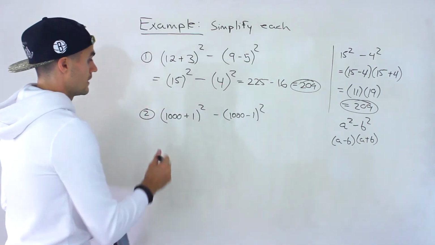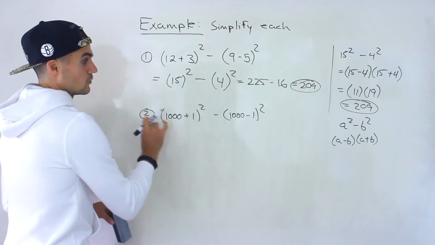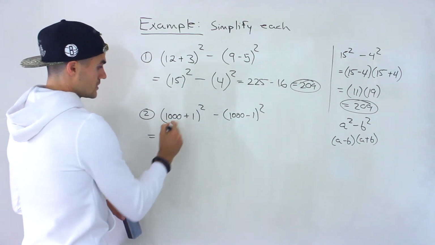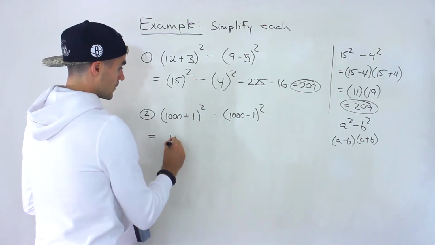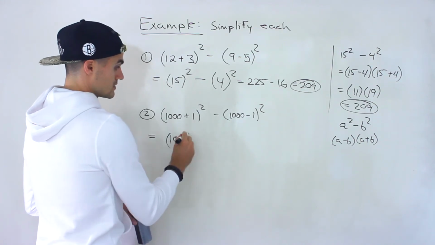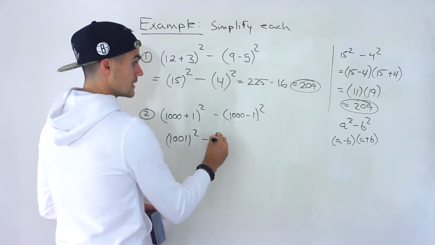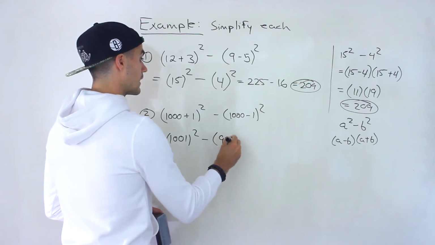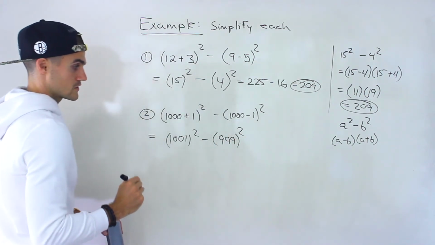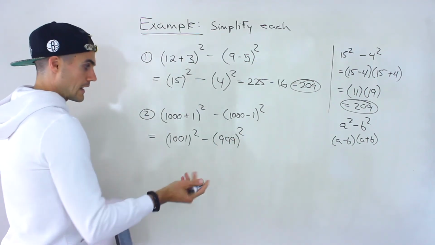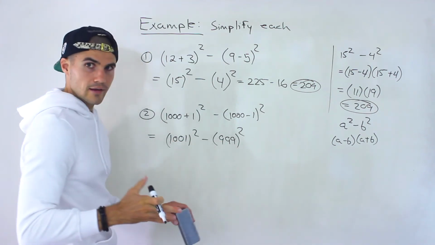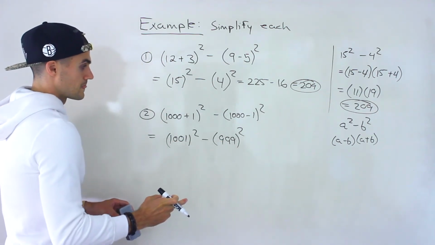Now let's pretend that we're doing this one without a calculator as well. Well, notice here, if we follow the same procedure, we would have 1001 to the power of 2 minus 999 to the power of 2. And so now, doing these without a calculator, it's a little bit more hectic.